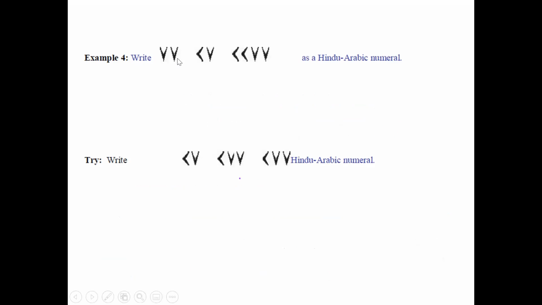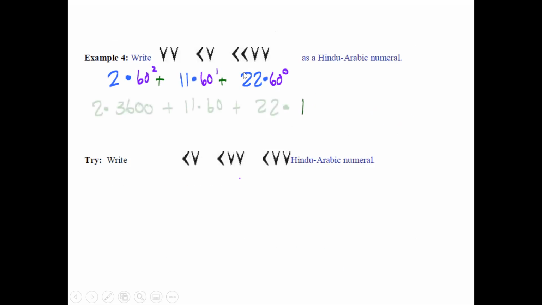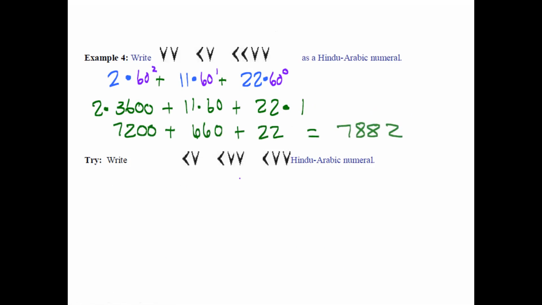So example 4, when you have VV, that means it is going to be what? It means 2, it's going to be in the tens form, times 60 squared. Because remember, V means 1. This one right here is going to equate to this part here. And this one right here equates to this part here. Expanding it out, multiplying it, adding it, and your total answer is 7,882. Pause the video and give the next one a try.